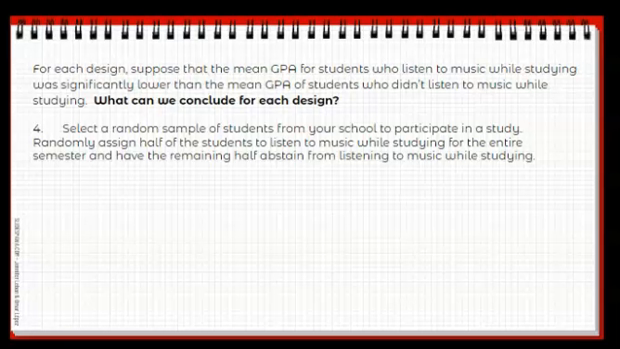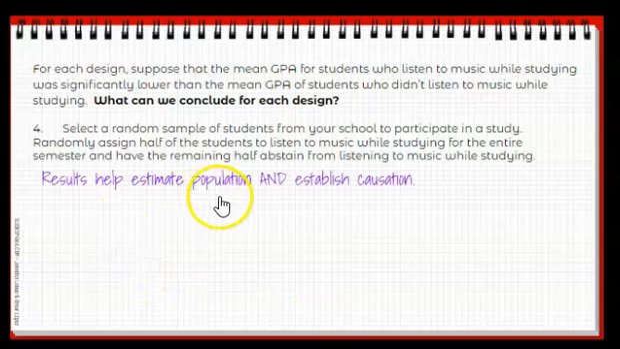And number 4, select a random sample of students from your school to participate in the study. Randomly assign half the students to listen to music while studying for the entire semester. Have the remaining half abstain from listening to music while studying. So I've taken a random sample, so I can infer about the whole population, and I've randomly assigned the treatments, so I can draw a causation conclusion. It helps me estimate a population and establish causation. That's the golden ticket right there. That's what we want.